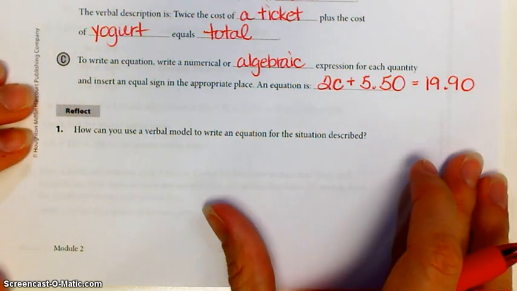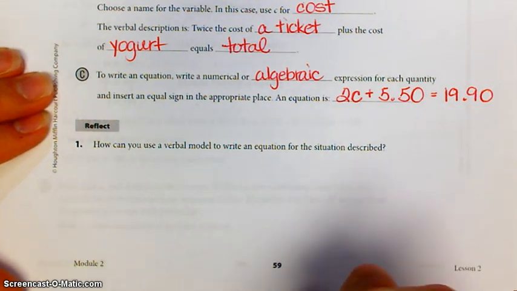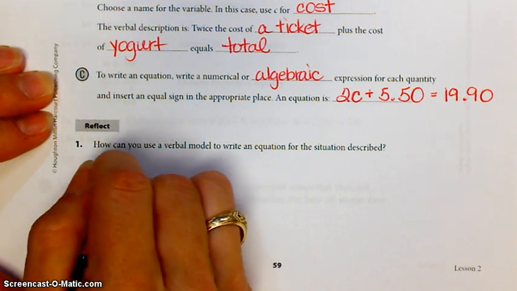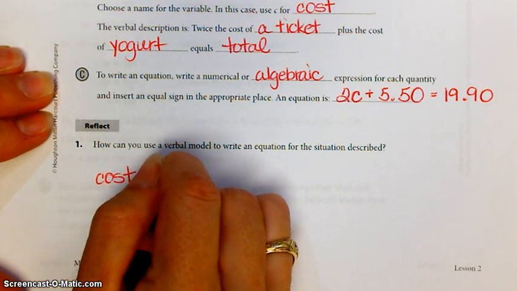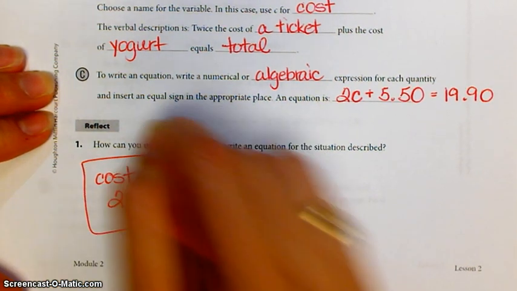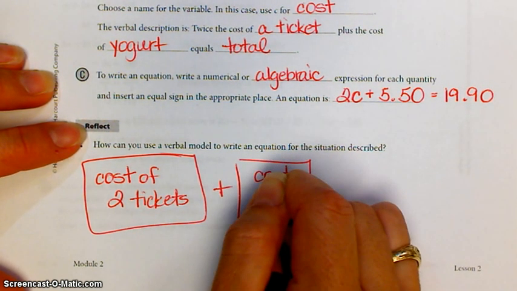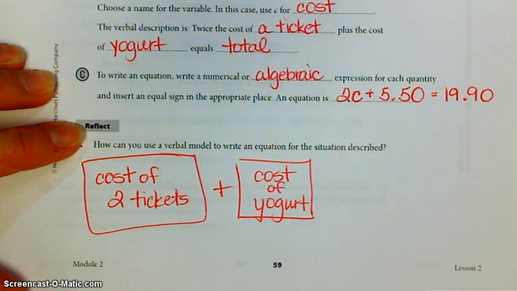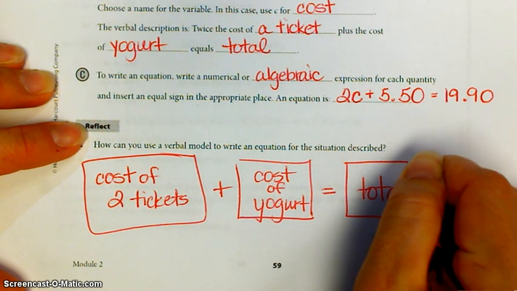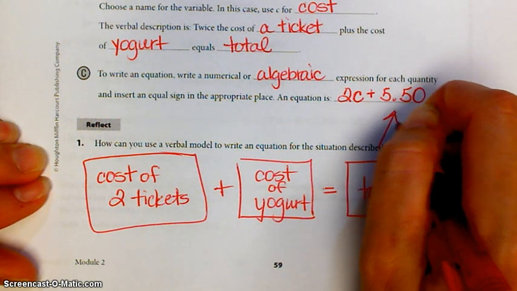Okay, a verbal model can sometimes help you think through. This one was a fairly easy situation, but it becomes more and more important to think these through the more complicated your equations get. Basically, you're thinking, all right, cost of 2 tickets, I know I've got that. I've got the cost of the yogurt. And those 2 things together are going to give me the total. That gives you a verbal model to follow. And that's kind of what we did, and we translated it. We already did that up here.